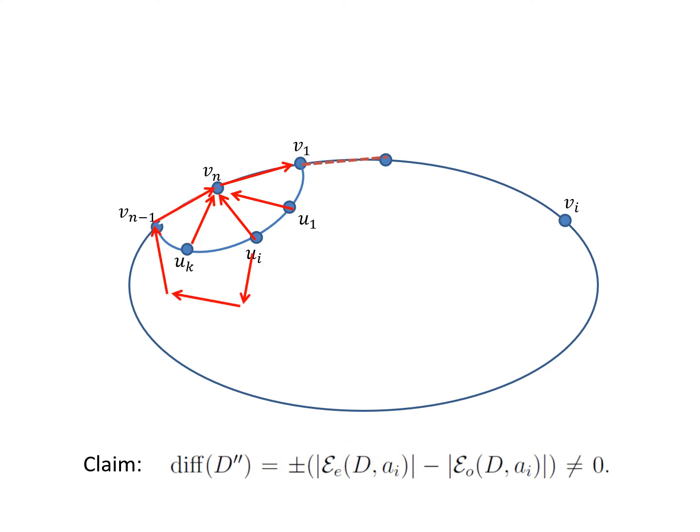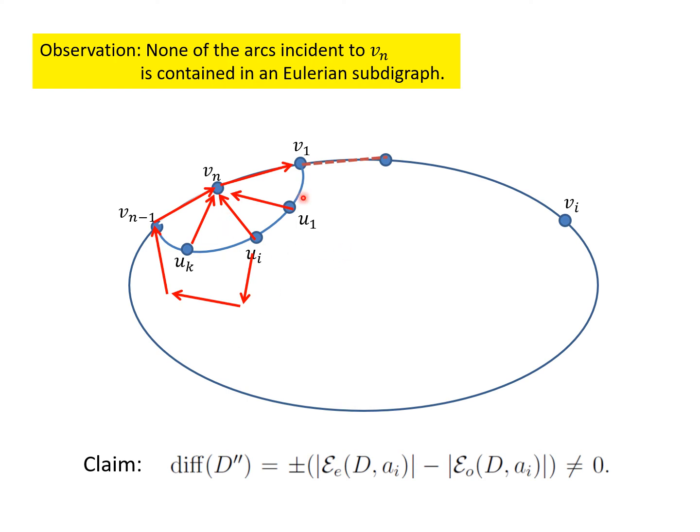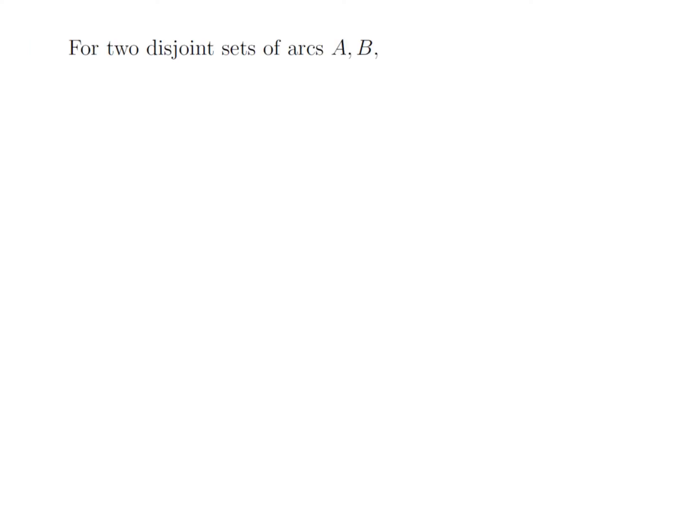So observe that these arcs are not contained in any Euler subdiagrams, because none of these arcs is contained in a directed cycle. So every Euler subdiagram of D double prime is contained in this part. So what I'm going to do is use some graph operations to build a one-to-one correspondence between these two sets of Euler subdiagrams. First, let's say what graph operations we're going to use.